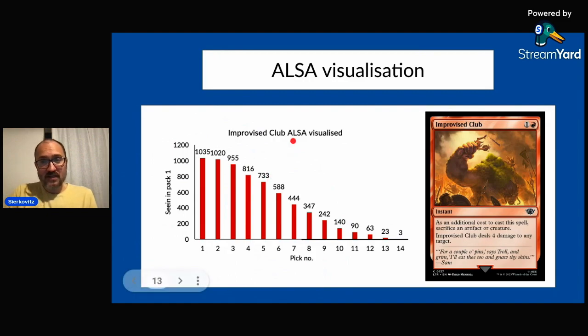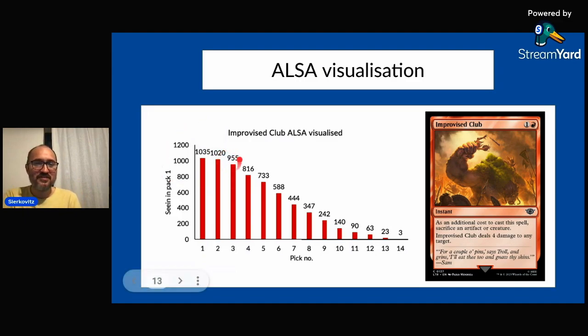Now we move to a card that is going much later, and that's Improvised Club. As you can see, this is a common, so the numbers will be different, but it's around 1,035 of them being opened in pack 1. And then you see 1,020 in pack 2. So it's probably never picked as a pick 1. No one first picks Improvised Club. So again, seeing it in a pack as your second pick has zero information about that card because you're going to see it. Or maybe, like 10 out of 1,000, 1% of the time you open a pack and Improvised Club is the thing that you want to pick.